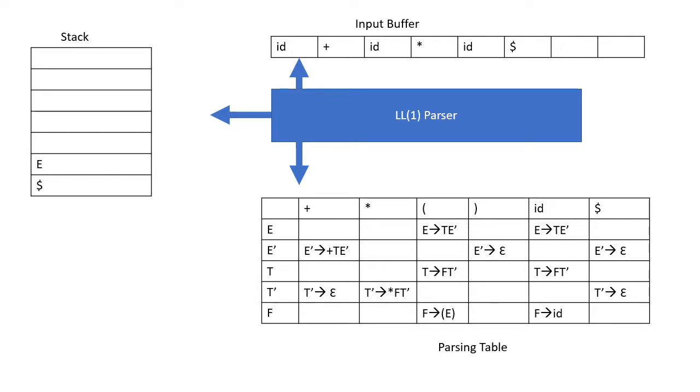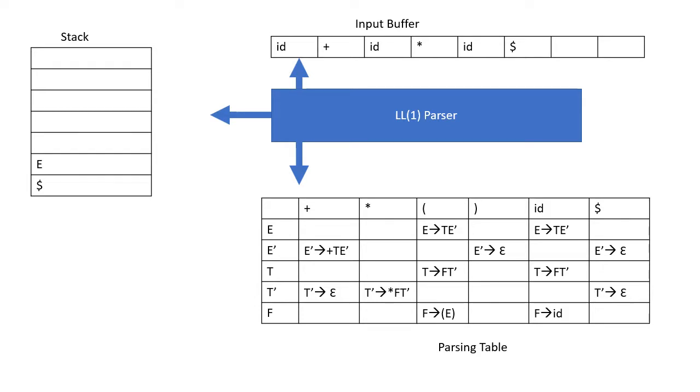And then here I have the stack. As explained in the introduction, the element at the bottom of the stack would be a $ symbol. And when we start parsing, the start symbol, which is E in this case, is already loaded into the stack. So the element at the top of the stack is now the start symbol. Now the parser starts its work. It will first look at the first element in the input buffer, and at the element at the top of the stack. The element at the top of the stack is E, the input buffer item is ID.